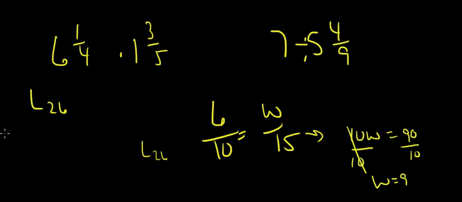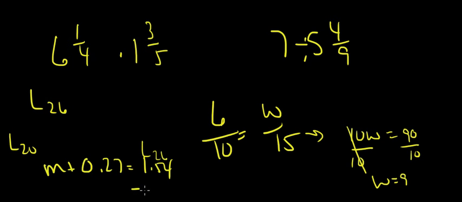And the very last one we have is going to come from lesson 20, and that one goes like this. It says m plus 0.27 equals 1.54. So all we've got to do, guys, is subtract 0.27 from 1.54, and this answer here is our value for m.